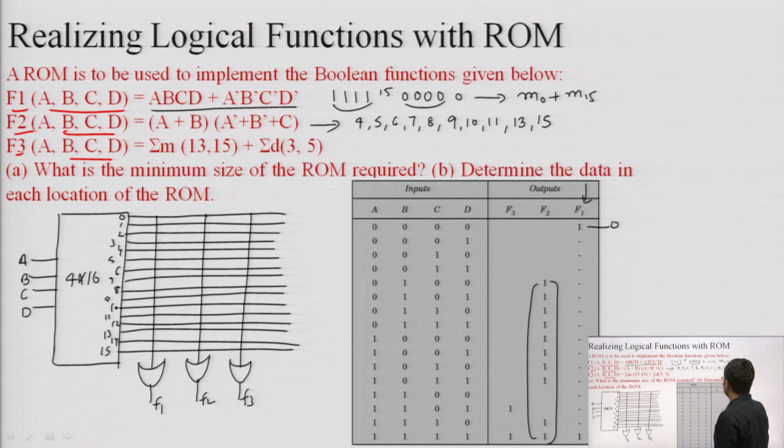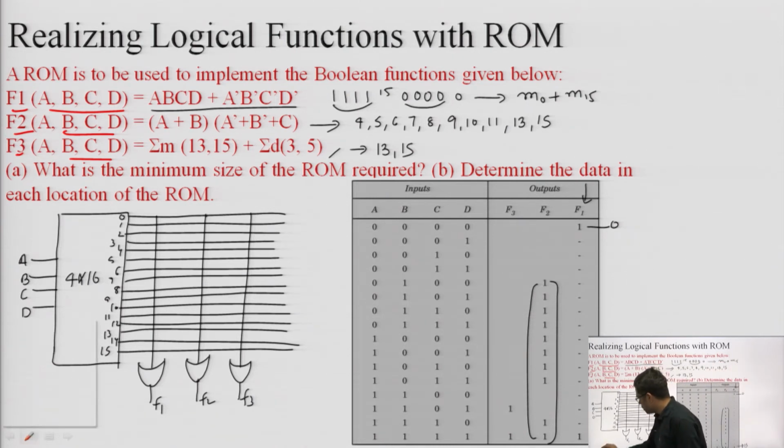So, these are the set of minterms generated by this, and for this we can check that there are 2 minterms, 13 and 15. The first function F1 is 0 and 15, so I will be using 0 and 15. This is 0 and this is 15.